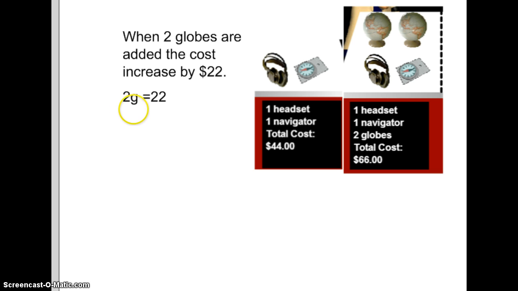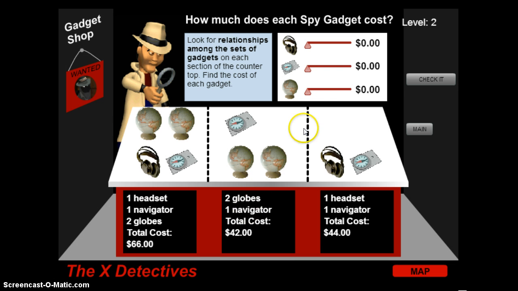If that's the case, I can find 1 globe by dividing by 2. So if I divide by 2 on both sides, each globe is $11. So what I'm going to do is enter $11 for the cost of the globes. So now I found the cost of the globes as $11 each.